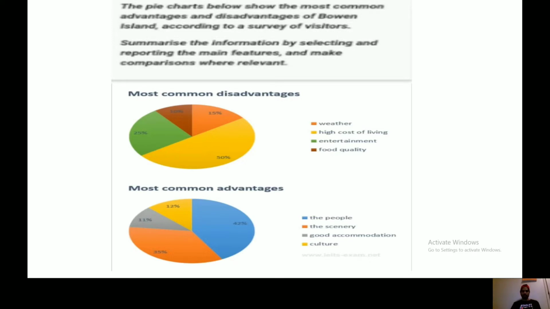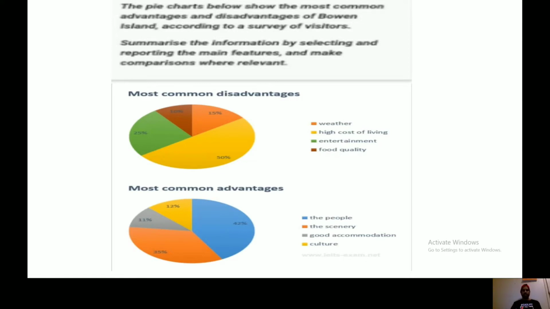On the other hand, the advantages given are the people, the scenery, good accommodation and culture. 12% of people said that the culture is good, and 11% said the accommodation is good, and 35% of people said the scenery is very beautiful, that's why they are attracted towards Bound Island. The rest goes to culture, that's only 12%, and good accommodation is 11%.